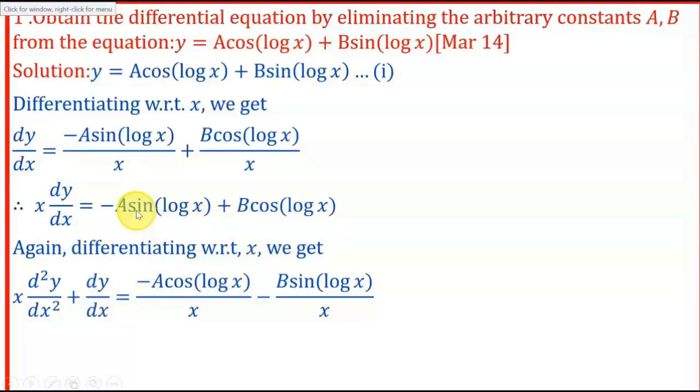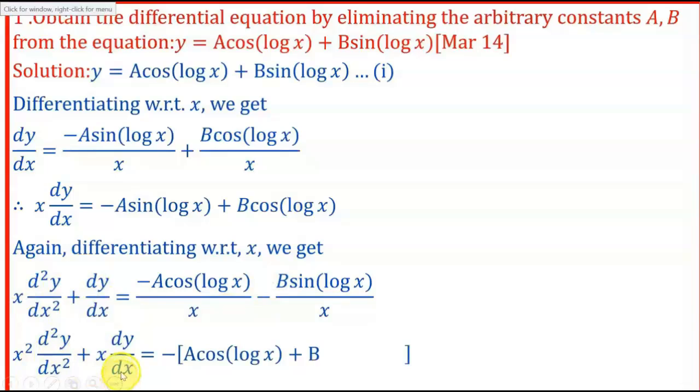Again the derivative of sin of log x is cos of log x upon x, minus the derivative of cos of log x is minus sin of log x. Again the derivative of log x is 1 upon x. Again you multiply on both sides by x, then you will get x into x squared d2y/dx squared plus x into dy/dx is equal to minus, if you take the minus sign as common, then you will get a cos of log x plus b sin of log x.